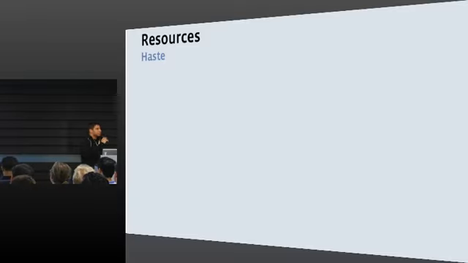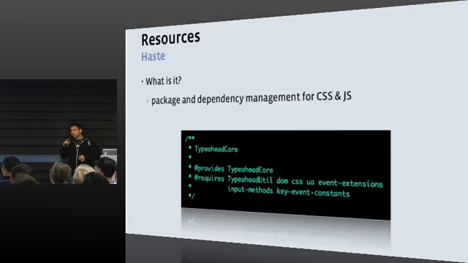The first system I'm going to talk about is called Haste. Haste is our resource packaging and dependency management. Basically, from any JavaScript or CSS file, we can require any other JavaScript or CSS file. And this is pretty nice. This is a Haste block. This is what they typically look like.